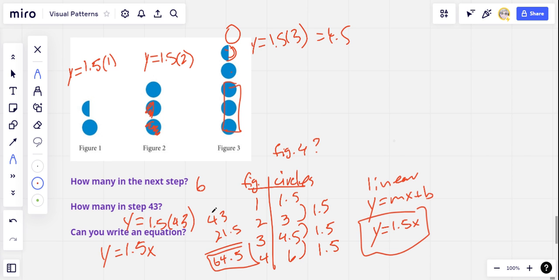But how did that go for you? Did you get 6? Did you predict 6 for figure number 4? Did you get this equation? Let me know. Thanks, everybody.